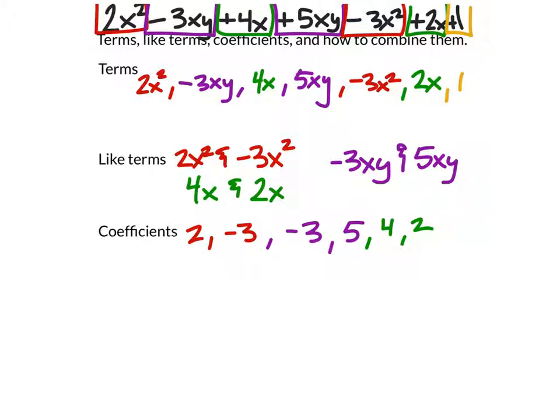So for the x squareds, let me put that down here, we had a 2x squared and then minus a 3x squared, right? So we're just looking at the x squareds. What's 2 minus 3? Negative 1, right?